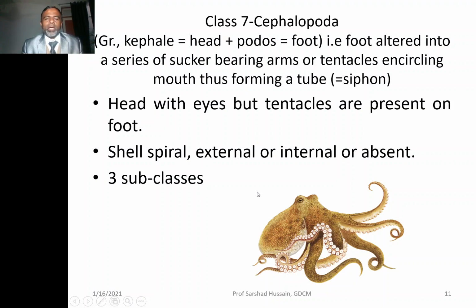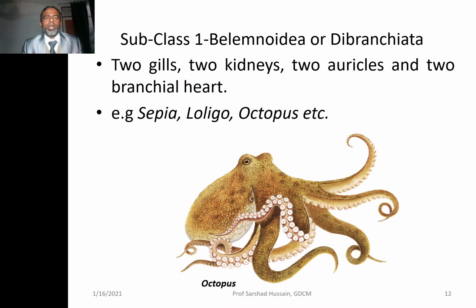The shell may be spiral, external, internal, or absent, so all types of shell are present there. It has three subclasses. Number one, subclass Belemnoidea or Dibranchiata, because it has two gills, so it is called Dibranchiata, with two kidneys, two auricles, and two branchial hearts. So its name is Di. Examples are Sepia, Loligo, Octopus. The rest of the features I have already shown you: it has the mouth inside, circled by these tentacle-like features coming out from the foot region.